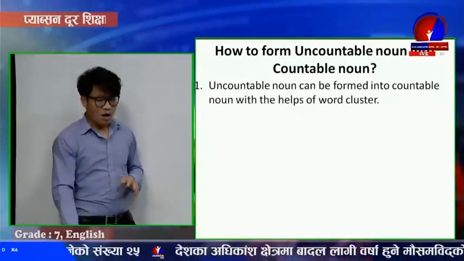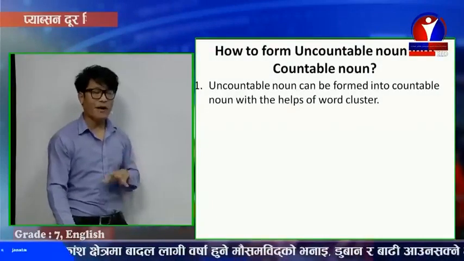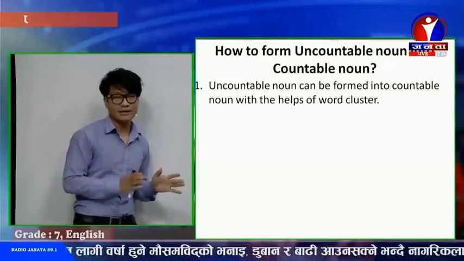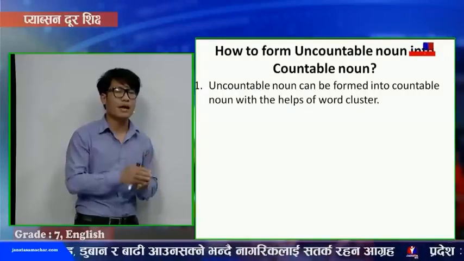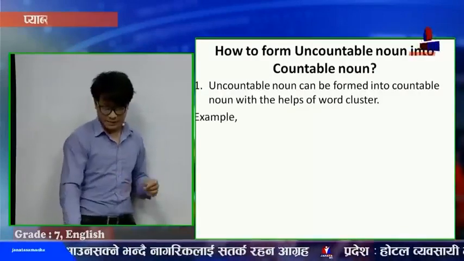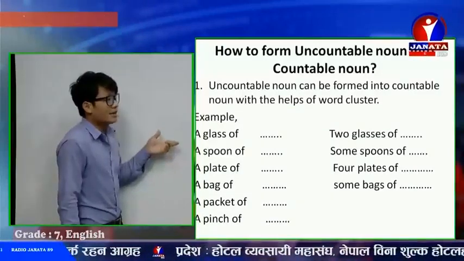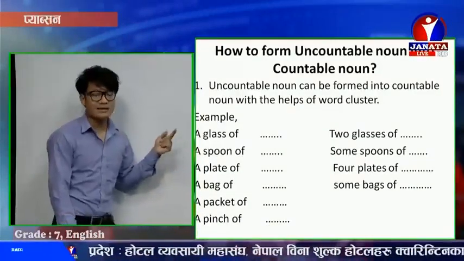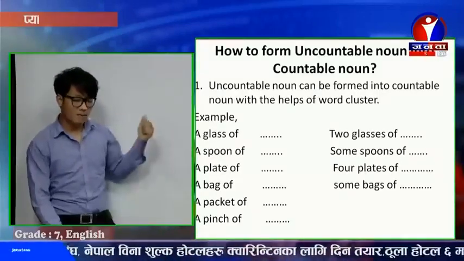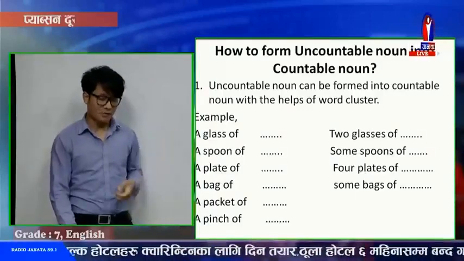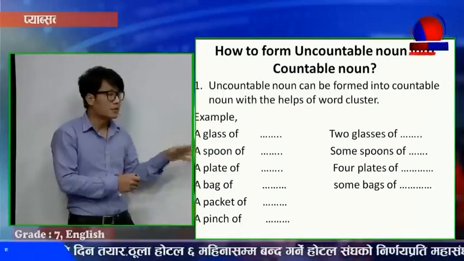Uncountable nouns can be formed into countable nouns with the help of word clusters. Now let's see what word clusters can be used to make an uncountable noun countable. For example, as you can see in the slide: a glass of, a spoon of, a plate of, a bag of, a packet of, a pinch of, a sack of. These are the word clusters.